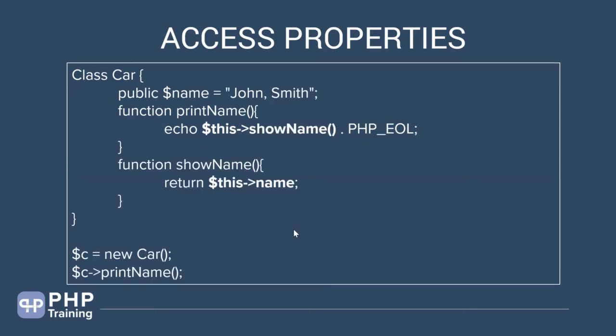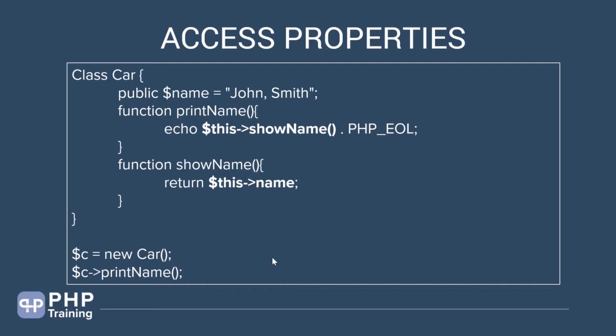Let's look at an example. You have a car class, you have a name which is pre-assigned to a value. Then you have a function called print name, and you have a method called show name. The print name method can access show name, and show name can access the property of that class. All this happens via the $this keyword. Once you use the $this keyword, you can start accessing the methods of that class, or you can also access the properties of that class. So if you have $C equal to new car and you call print name, print name will call show name, and show name will access the name value.